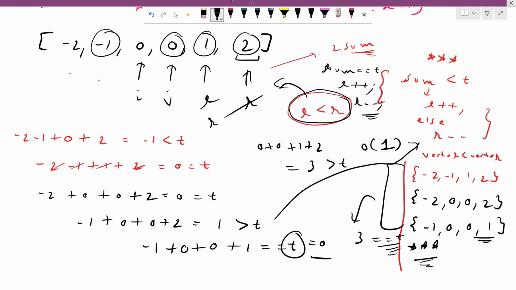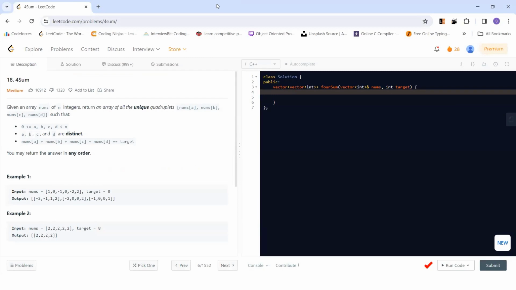So now let's try to code this thing up. So here we are. So int n will be equal to the size of the array, right? Now we'll declare a 2D vector.